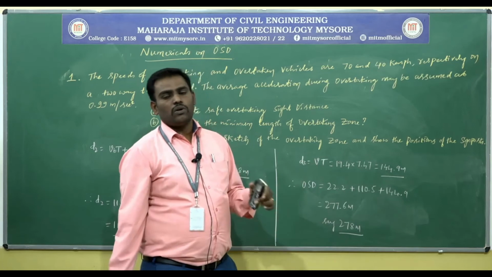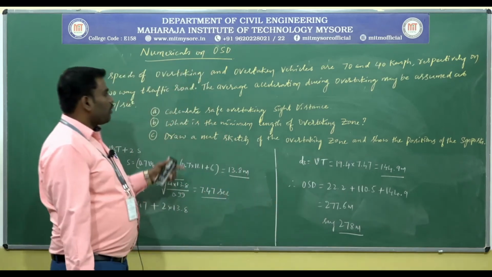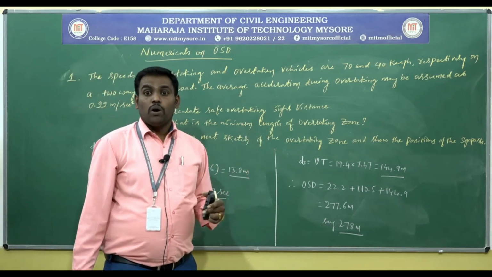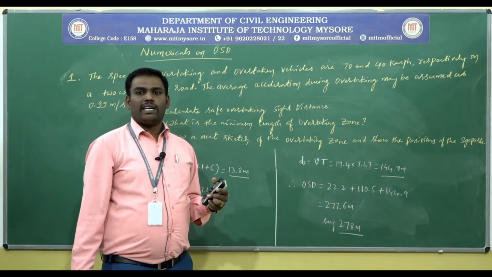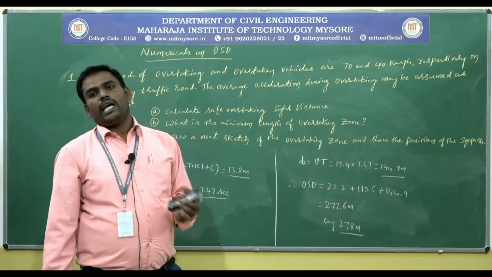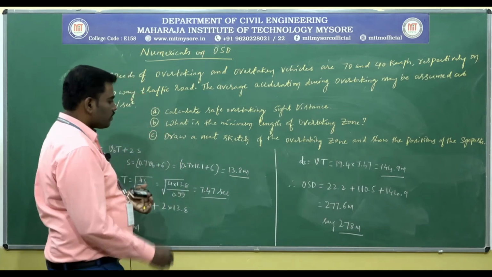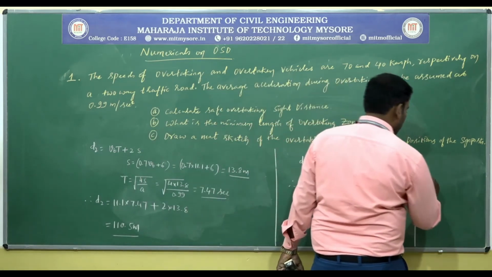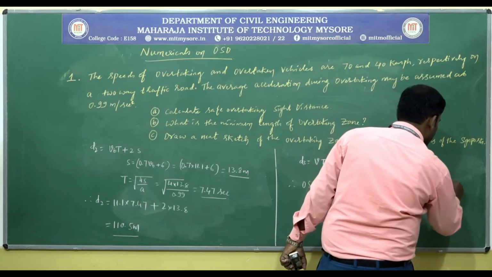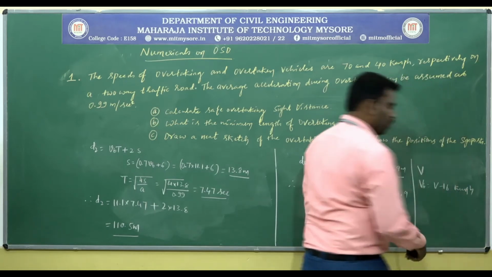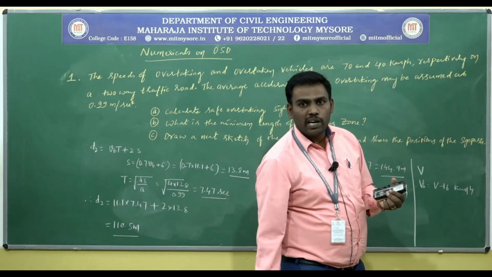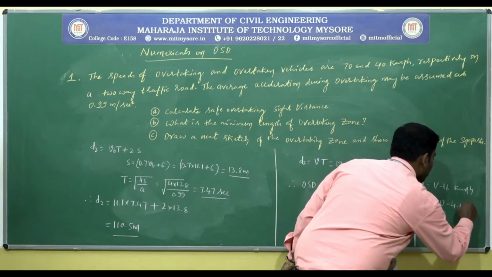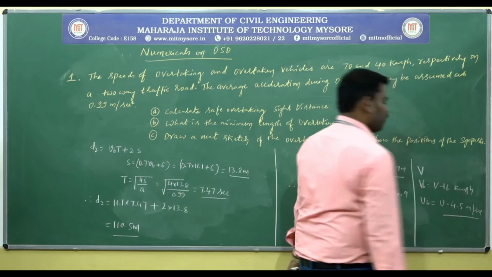Sometimes in our examination, they give only the speed of the overtaking vehicle and may not give the speed of the overtaken vehicle. If that is the case, you can get the overtaken vehicle speed this way: if they give V in kilometer per hour, you may calculate VB as V minus 16 kilometer per hour. If they give the speed of the overtaking vehicle in meter per second, then you may use small VB is equal to V minus 4.5 meter per second.